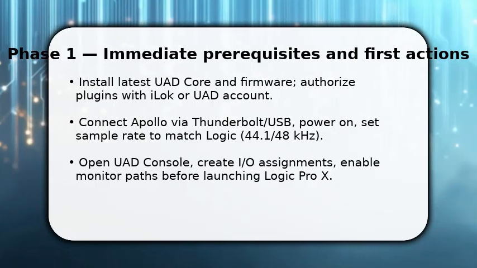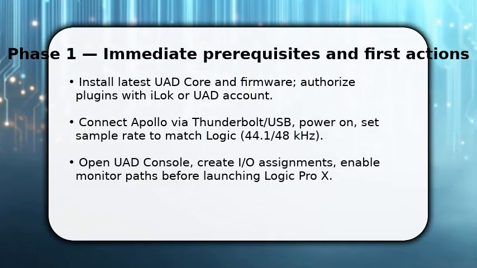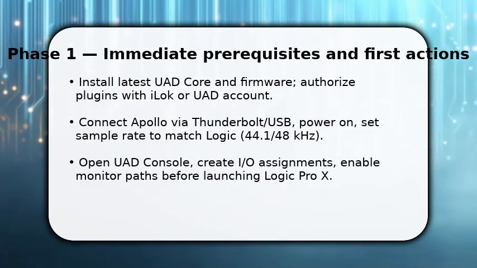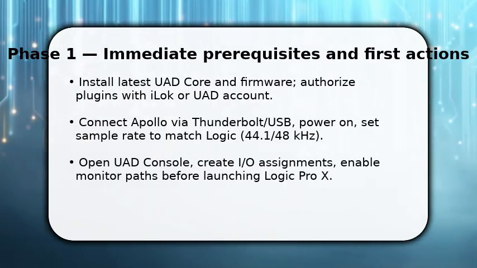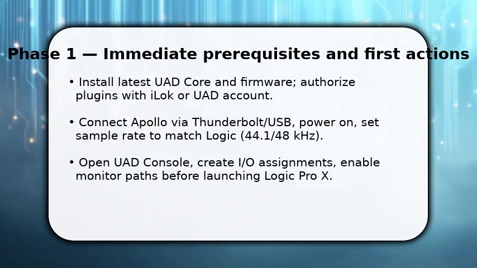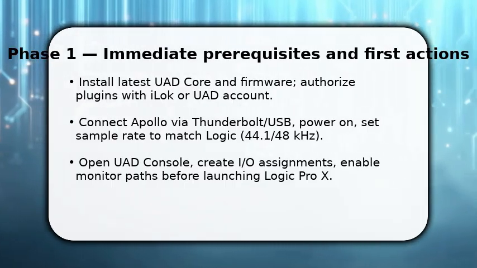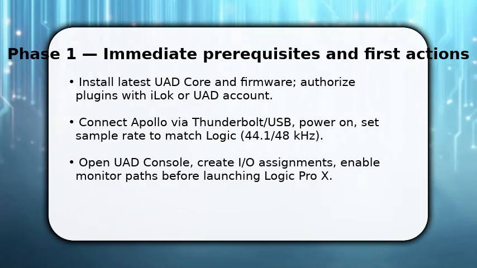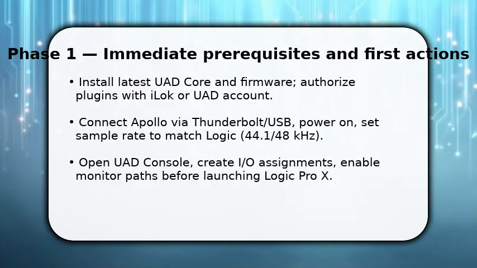You start by installing the latest UAD core and firmware, then authorize plugins. This prevents driver conflicts. Once done, physically connect your Apollo via Thunderbolt or USB and power it on so the hardware is visible. Next, open the UAD console and set the system sample rate to match your project, 44.1 or 48 kHz, then create and confirm input and monitor path assignments.